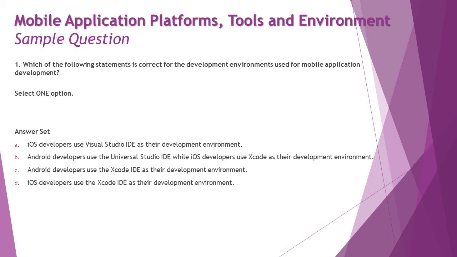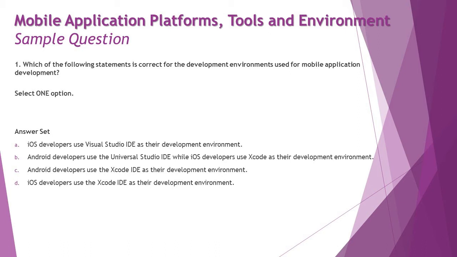Look at B. Android developers use Universal Studio while iOS developers use Xcode as their development environment. That's again a little strange, because the Xcode IDE is used for developing apps for iOS, but Universal Studio is not a studio at all. It is basically a place to visit to enjoy your rides, and we call it Universal Studio. So it's not an appropriate example, because we have Android Studio to do the same job for Android apps, not Universal Studio. So that's also not the right option.